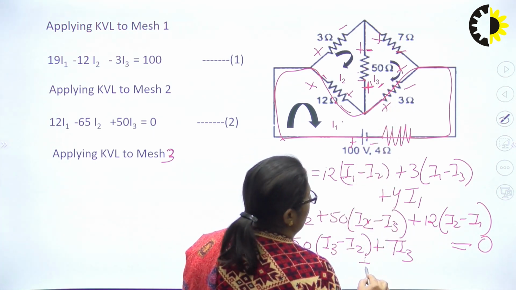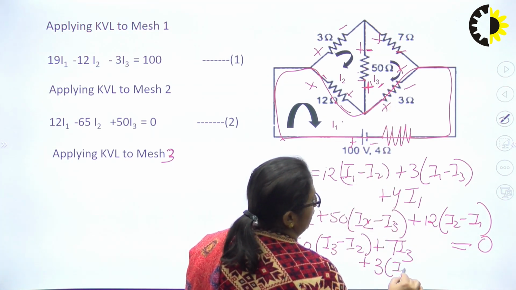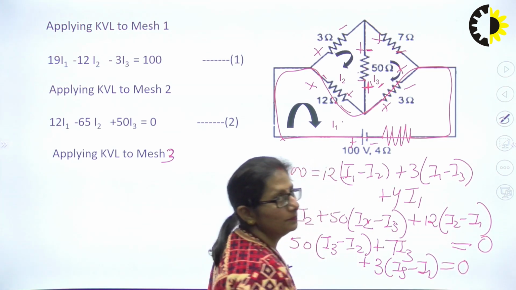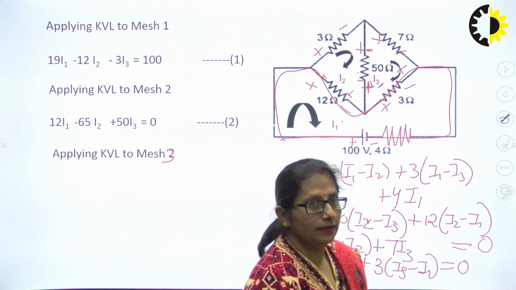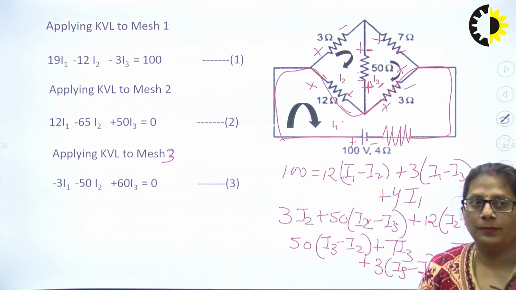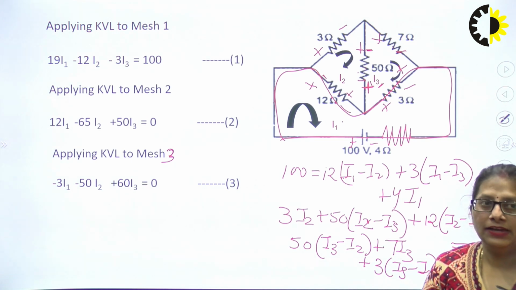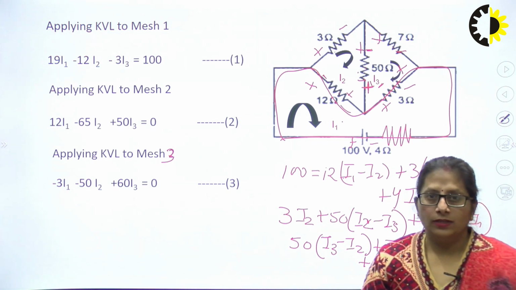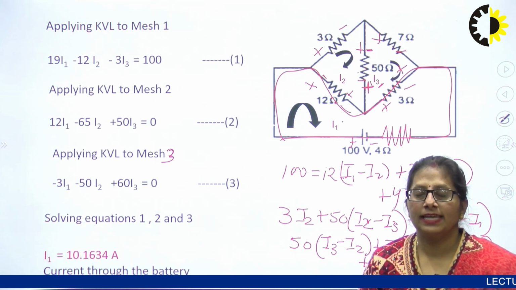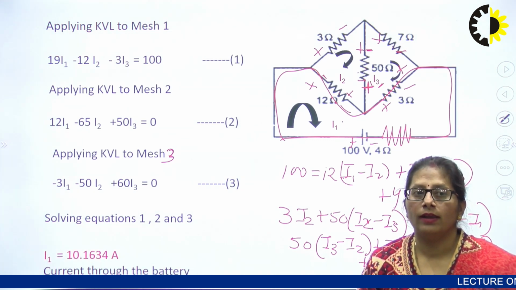Then plus 3. What is the current in 3? I3 minus I1 is equal to 0. Resolving it, I will have the third equation, that is minus 3 I1 minus 50 I2 plus 60 I3 is equal to 0. Solving the 3 equations 1, 2 and 3, I will get I1 as 10.1634 amperes.